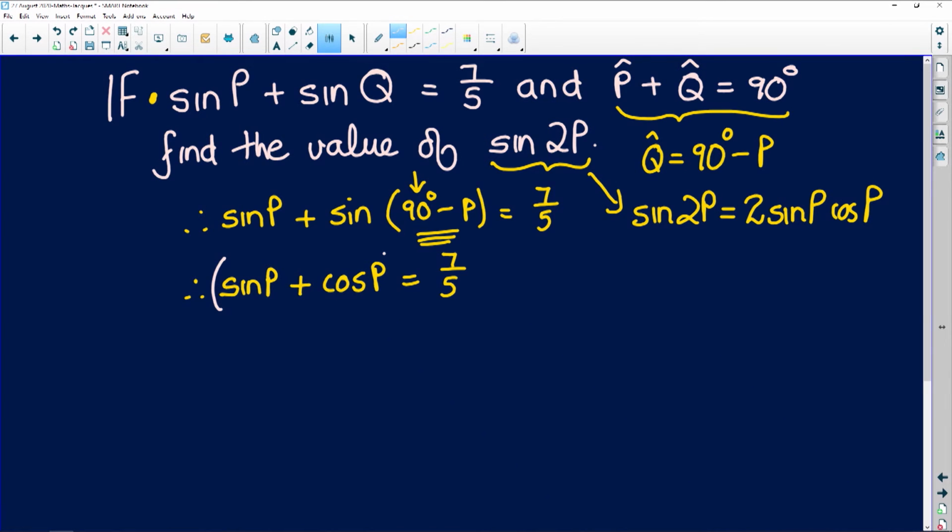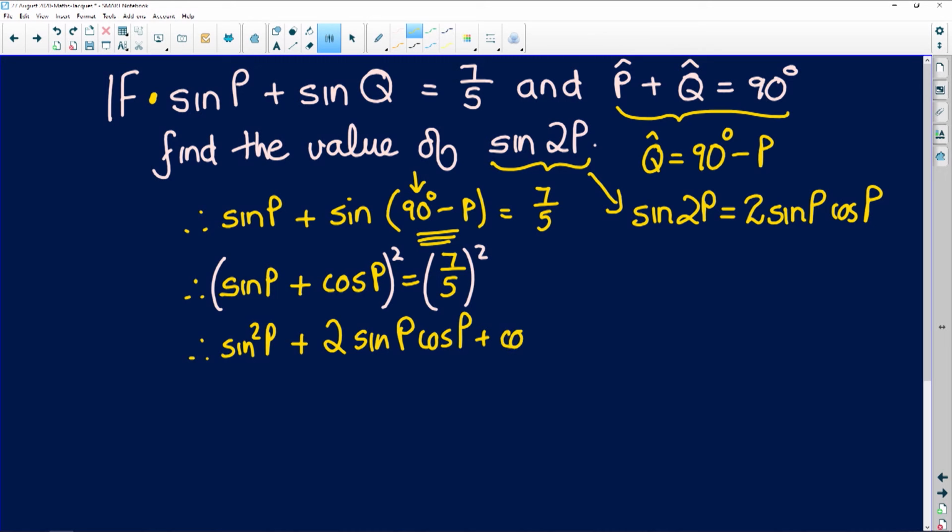So look what I'm going to do. Let me take the left-hand side and the right-hand side and let us square it. Let's see what we get. We get sine squared p plus 2 sine p cos p. And that is what we wanted. Why is it like this? Remember, a plus b squared is a squared plus b squared plus the little term in the middle, twice a times b. And that's where this comes from. Plus cosine squared p is now the square of that, which anybody can do without a calculator. It's 49/25.